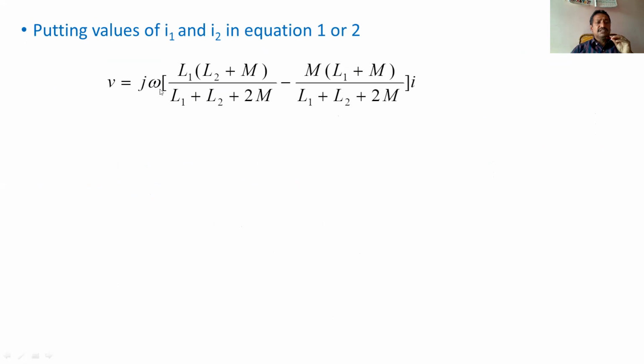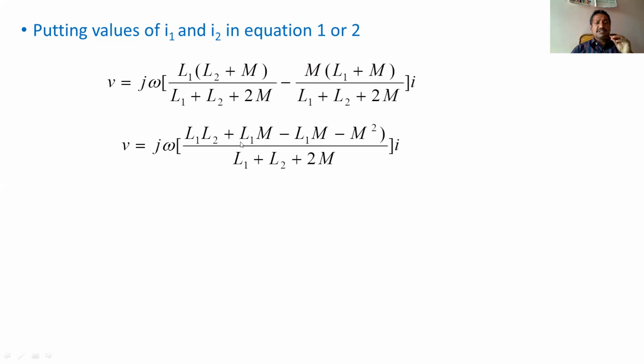Then we'll get, in this, j omega, L1 into (L2 plus M) by (L1 plus L2 plus 2M) minus M into L1. Take the LCM, L1 plus L2 plus 2M. Multiply the numerator: L1 into L2 plus L1M minus M into L1 minus M square; M L1 gets cancelled. Therefore, L1 L2 minus M square by L1 plus L2 plus 2M into I.